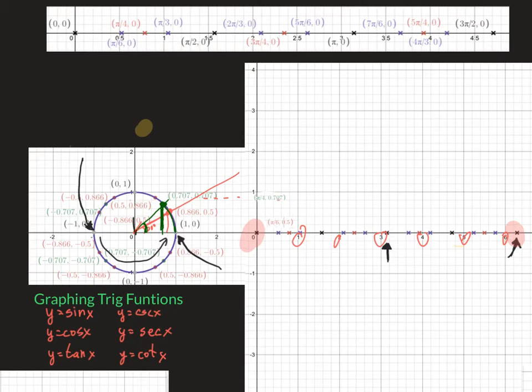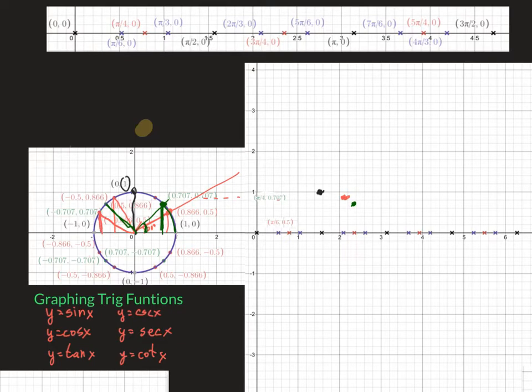All right, the next dot's going to be at pi by 2. It crosses at a height of 1. So at pi by 2, we get a height of 1. At 2 pi by 3, we have a height of root 3 over 2. At 3 pi by 4, we have a height of 1 over root 2. 5 pi by 6 gives us a height of 1/2. And at 2 pi, there's a height of 0, right on the x-axis.